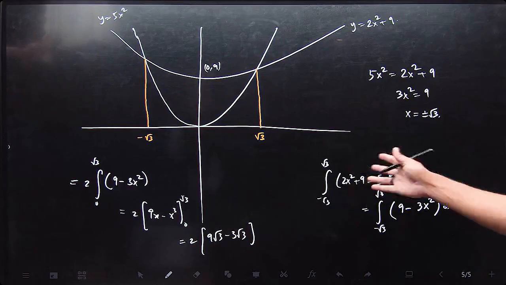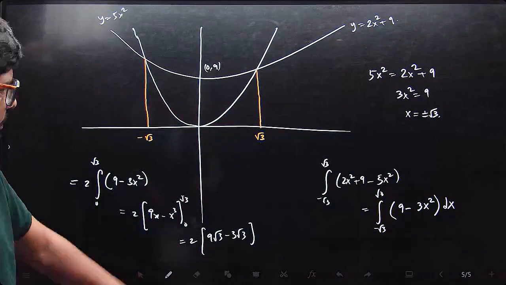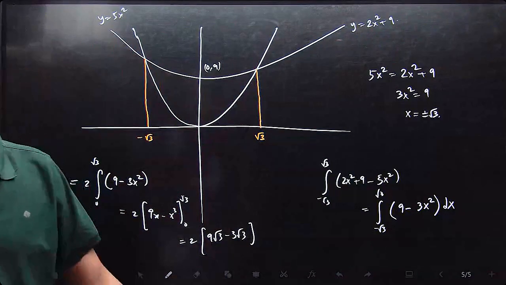So you can integrate it whichever way you want, okay? This final step is not the tricky part. The tricky part in this chapter is always going to be being able to draw the graphs properly, okay?